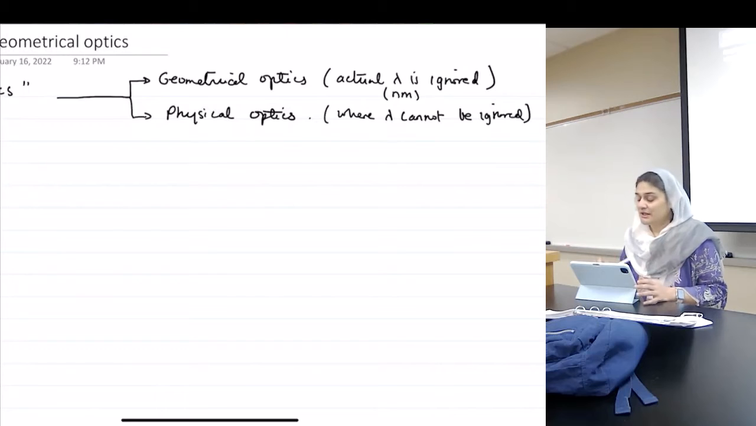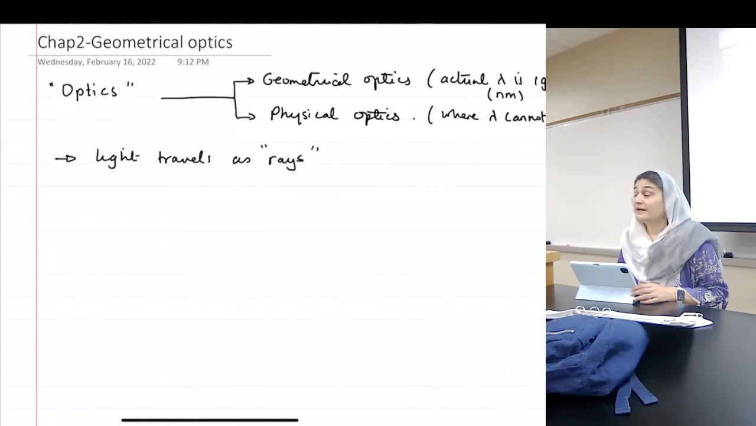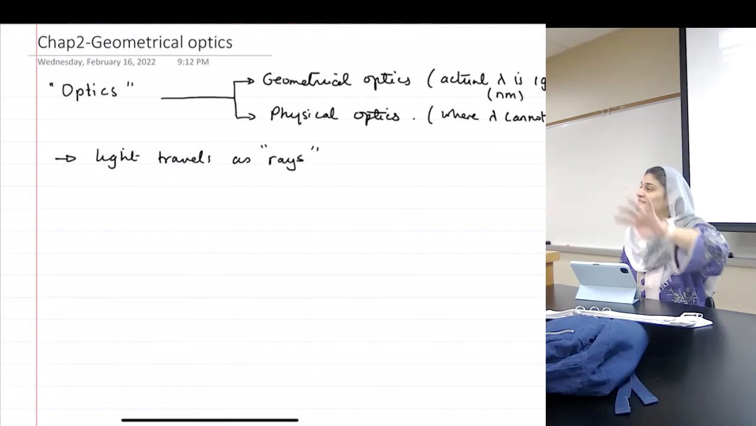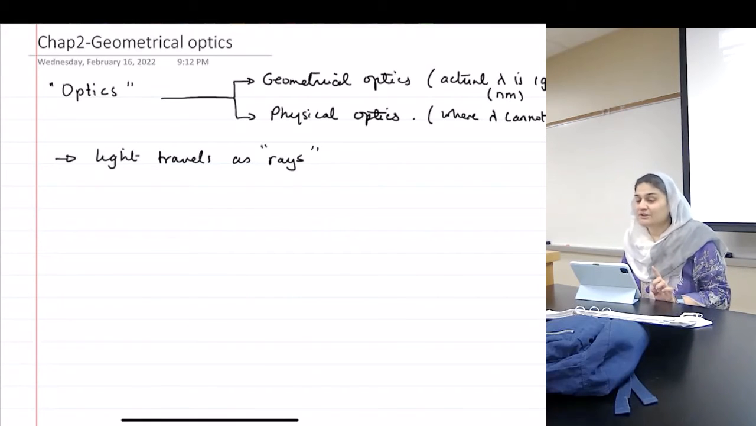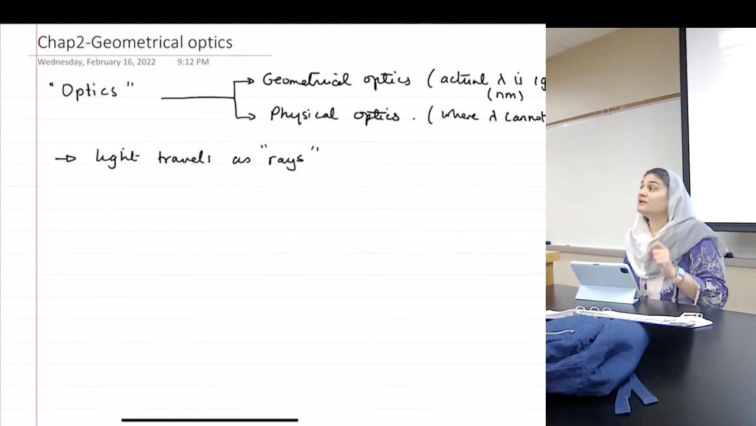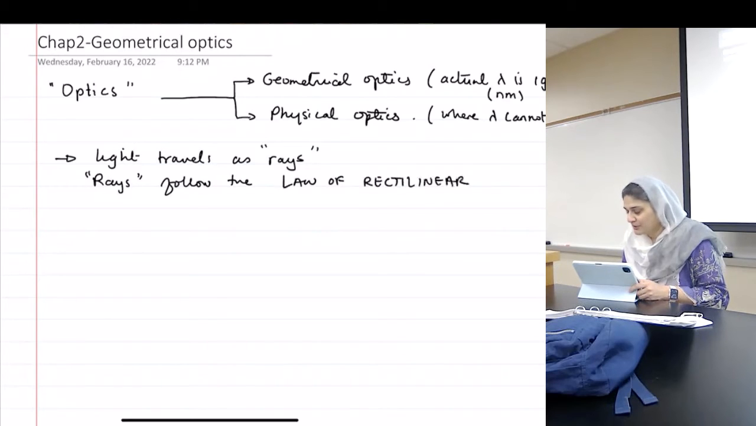And for thousands of years, we have known that light travels as rays. Rays are what you see through clouds. Sunlight through clouds, they look like rays. And that particular kind of propagation of light follows the law called the rectilinear propagation. So rays, note my inverted commas, rays follow the law of rectilinear propagation. And what does the word rectilinear mean?